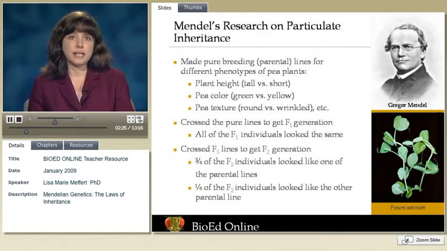Things like plant height: either the plant was tall or short. What color was the pea? Was it green or yellow? And the pea texture: was it round or wrinkled? So this was a very easy way for him to score these different traits.